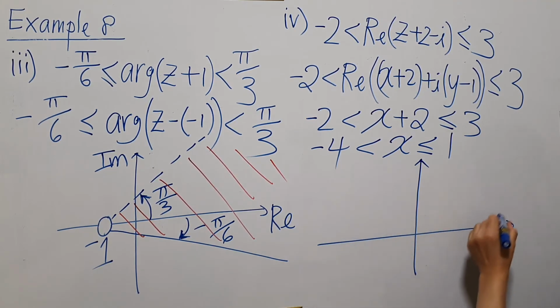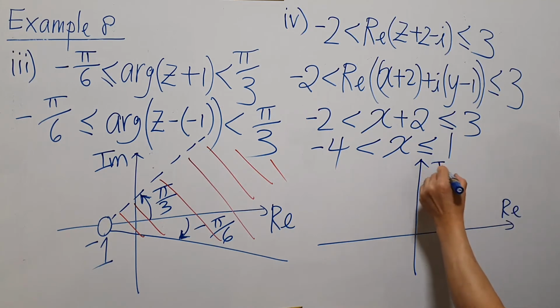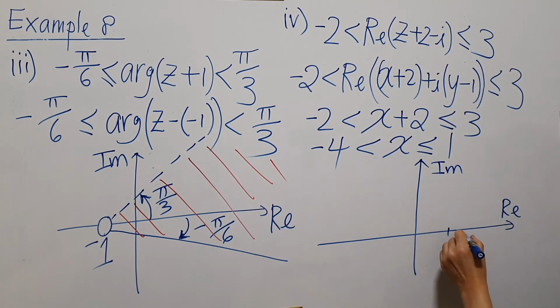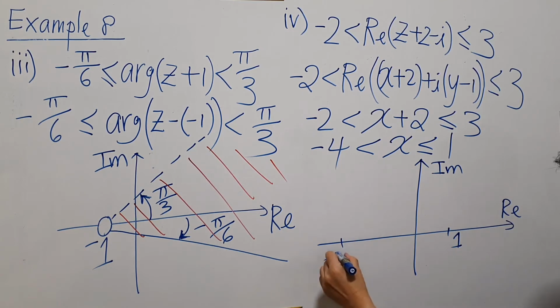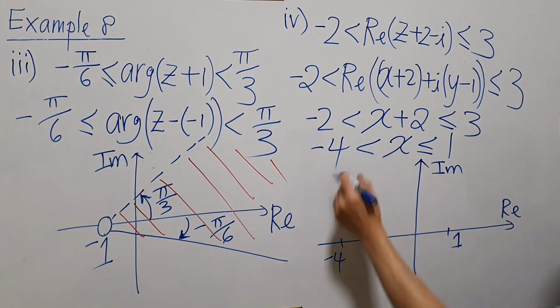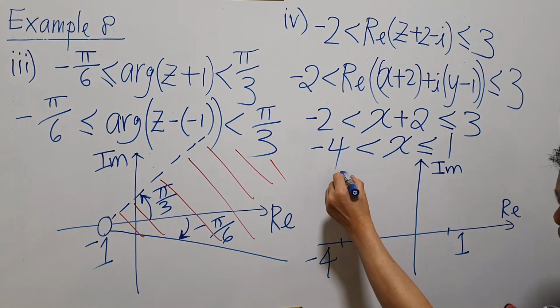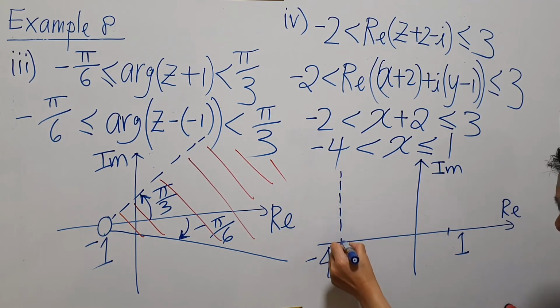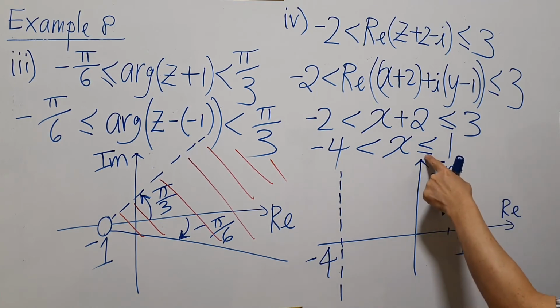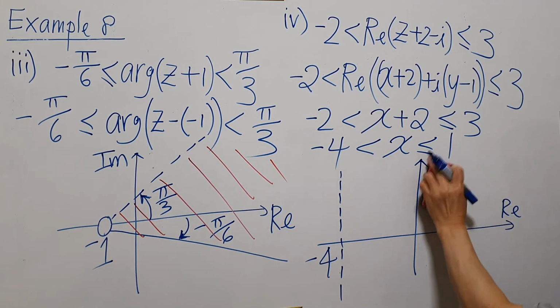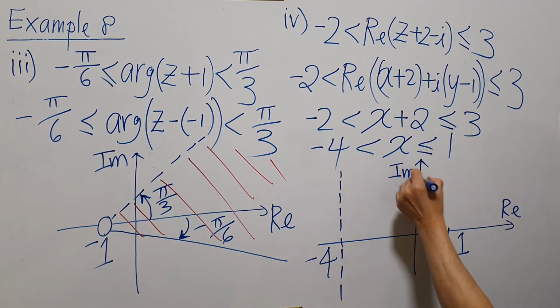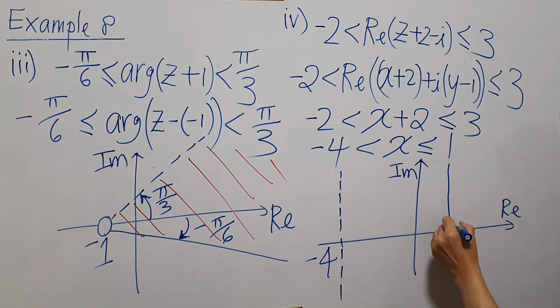So how do you draw it? This again is real, this imaginary. So 1 is here, minus 4 is here. This is straight inequality. This is minus 4, this is 1. Straight inequality, I put dotted line. This is non-straight inequality. I'm going to put in a solid line. And this says it is between minus 4 and 1.